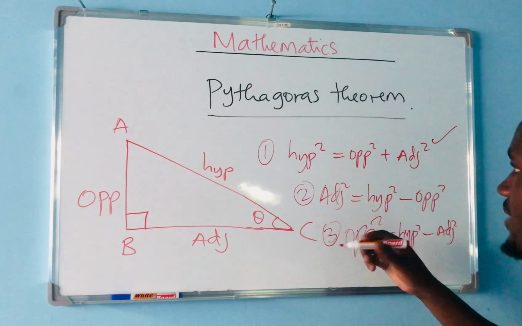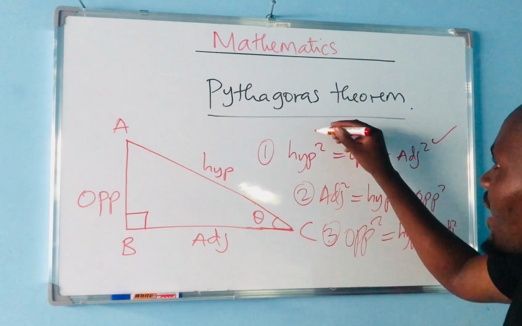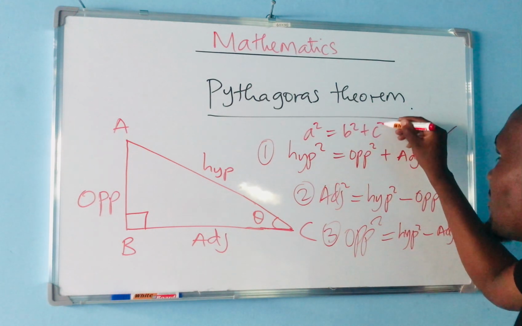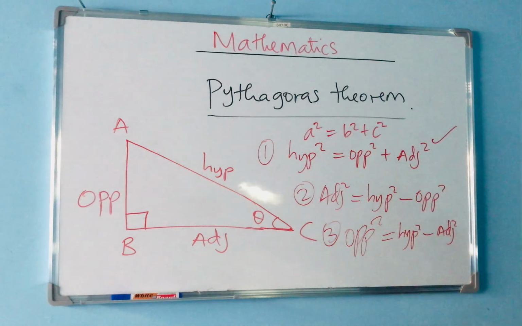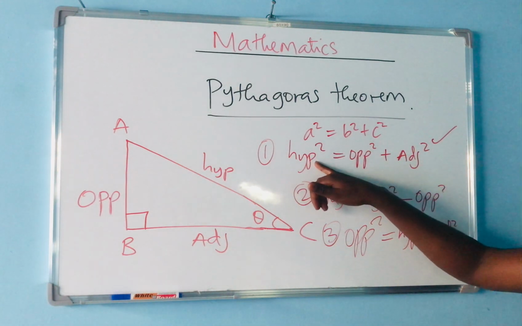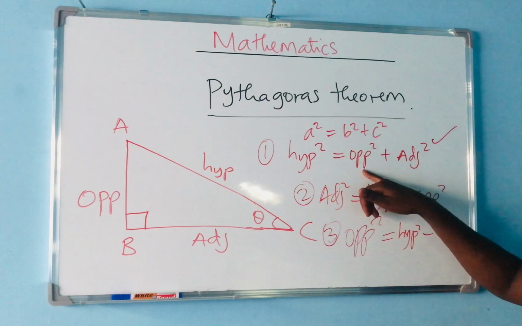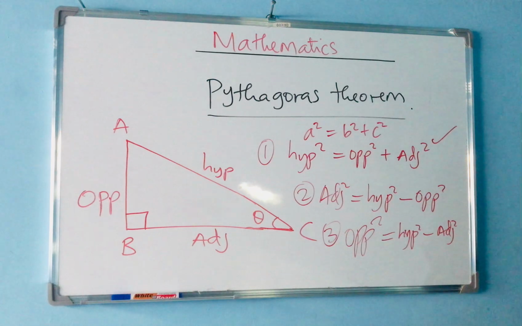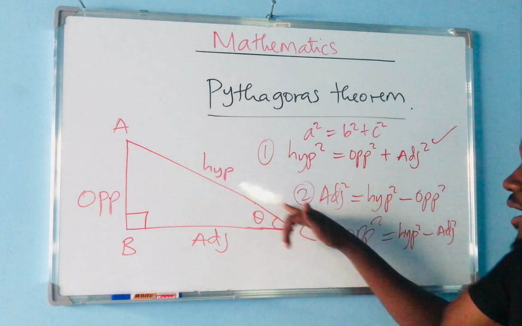Sometimes they write this as a squared equals b squared plus c squared. You can have it that way, with a representing the hypotenuse, b representing the opposite, and c representing the adjacent. You can write it that way. That would mean that this side is a.